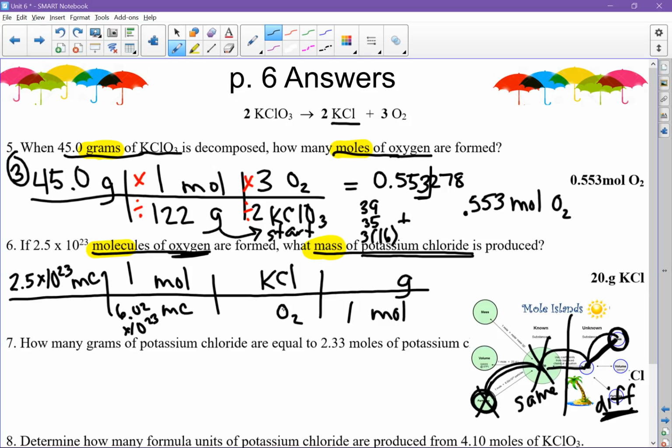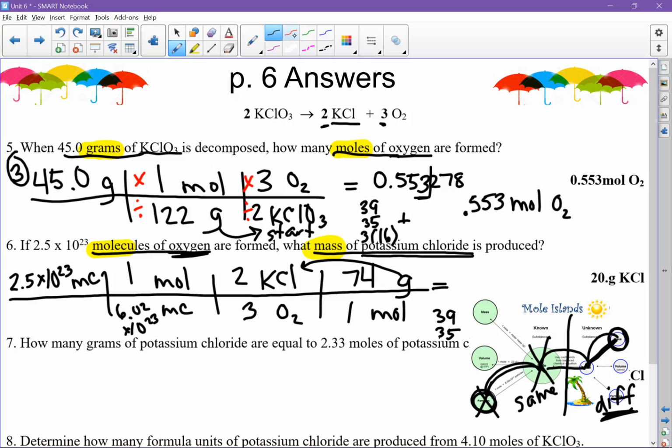When I have two chemicals together, that means I need to use the coefficients. KCl has a 2 in front of it. O2 has a 3. And lastly, I need to do the grams. So the grams will always be of the neighbor. So find the mass of KCl. K is 39, Cl is 35. So the mass that I was looking for there should have been 74.